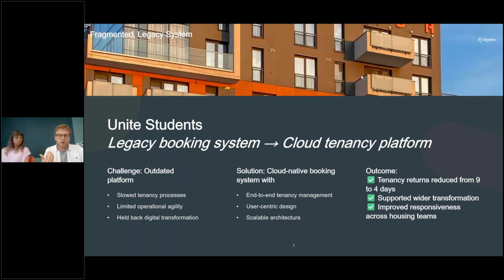This was a key part of a wider transformation project for Unite, and it became a cornerstone project so that they could ultimately start serving their end users in a more effective way.